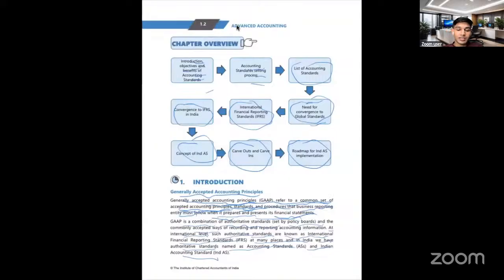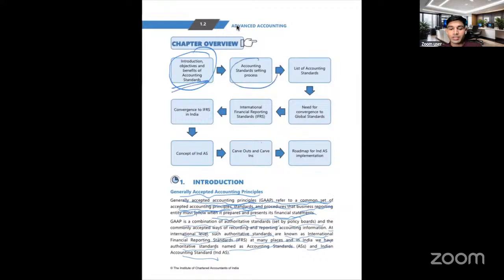Now we will see the chapter overview. First, we will learn the introduction and the objectives and benefits of accounting standards. Then we will see the accounting standard setting process, then the list of accounting standards. Once we have gone through the list, we will learn the need for convergence to global standards. Then we will learn IFRS, the International Financial Reporting Standards. Then we will see convergence to IFRS in India, the concept of Ind AS, carve-outs and carve-ins, and the roadmap for Ind AS implementation.